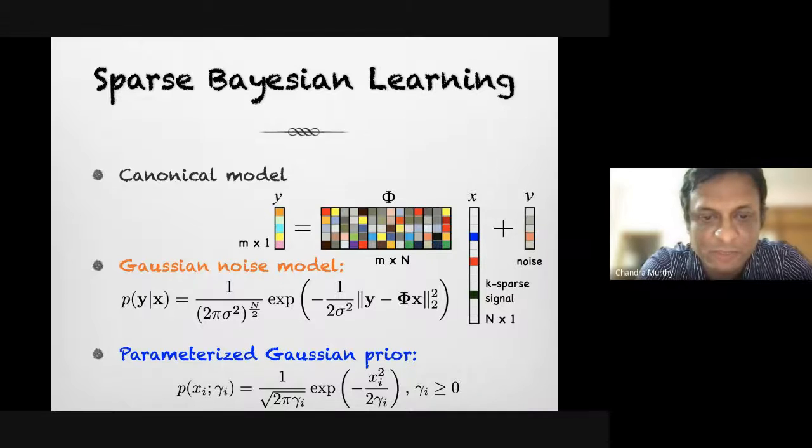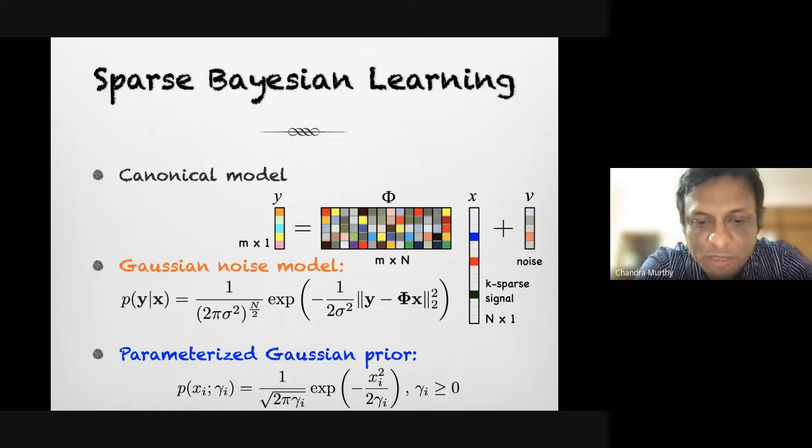Sigma squared is the noise variance. So P of y given x has this formula as given in the slide here. And what we'll do is to assume a parameterized Gaussian prior. So on this vector x, we'll impose a Gaussian prior, which is the last equation on this slide. It's P of xi, and it's parameterized by the variance parameter gamma i.